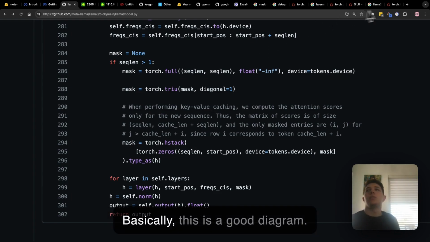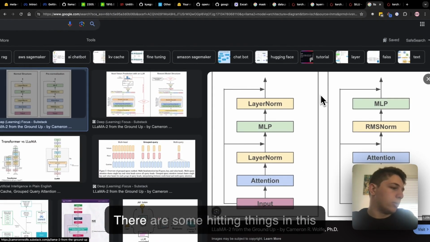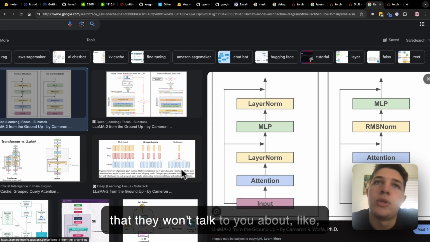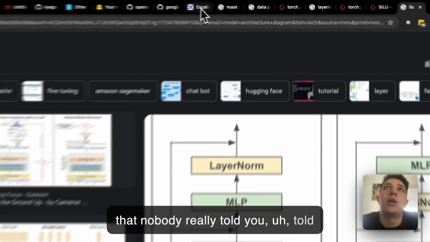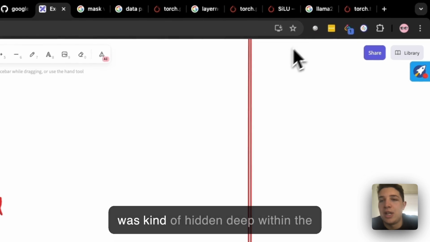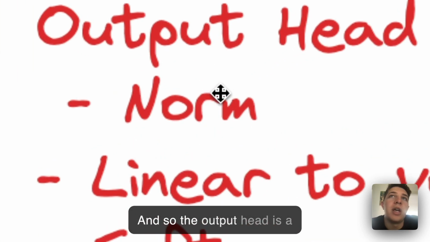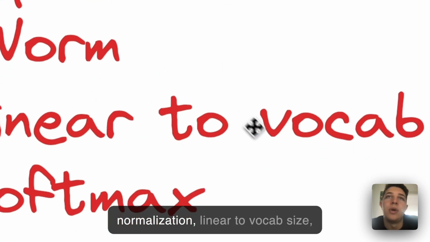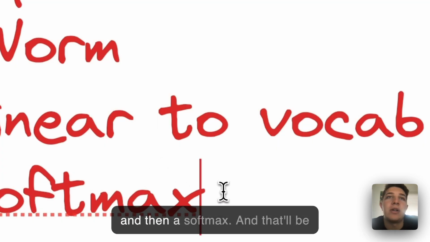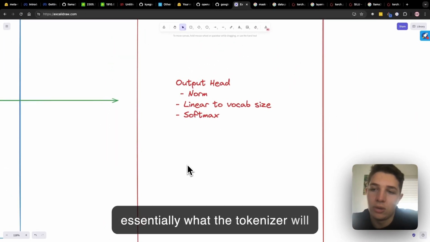Basically, this is a good diagram. There are some hidden things in this that they won't talk to you about, that nobody really told you. Nobody really told me that the output head was these three things. It was kind of hidden deep within the original Attention Is All You Need paper. And so the output head is a normalization, linear to vocab size, and then a softmax. And that'll be essentially what the tokenizer will decode.